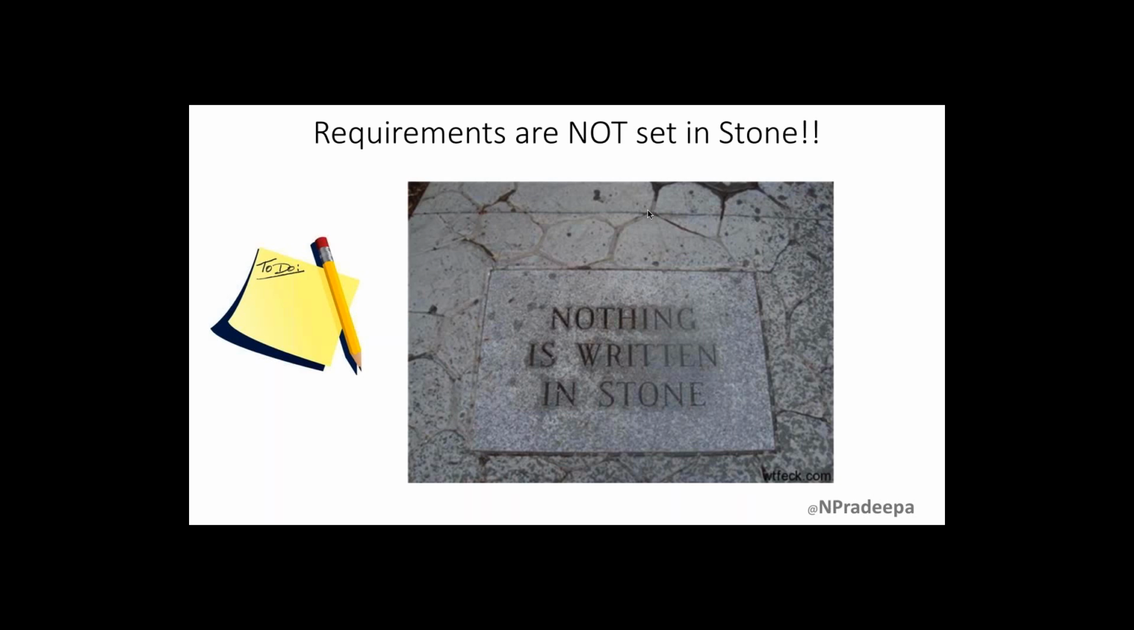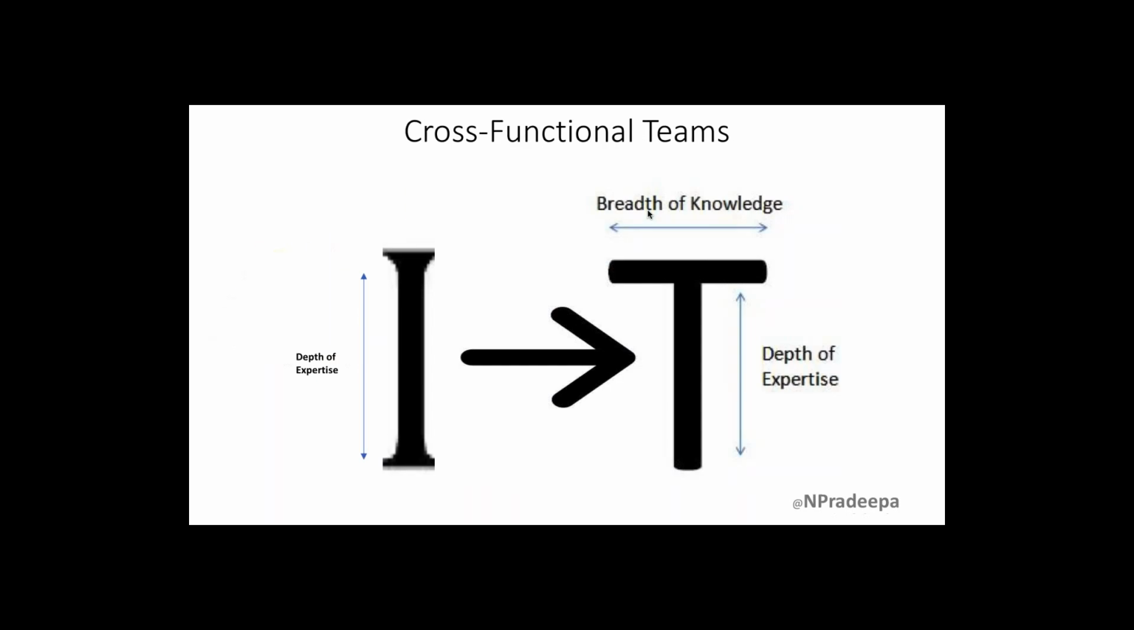We need to be flexible enough so that we can inspect and adapt on a regular basis. Okay, so that's a big mindset shift. The next thing I wanted to talk about is talents, cross-functional teams, right? Many of the new Agile teams start with having a bunch of I-shaped specialties.